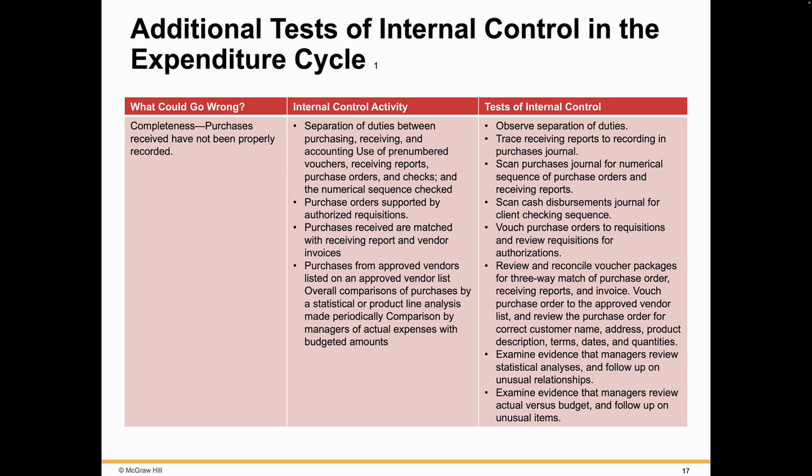And then we have several other additional tests of internal controls. So for example, we can look for the segregation of duties. We can trace receiving reports to the purchase journals. We can also scan purchase journals and purchase orders for the numerical sequence. We can do the same thing with cash disbursements. We can examine evidence that the managers reviewed the analyses and followed up on it, and maybe look at the actual versus budget as well.